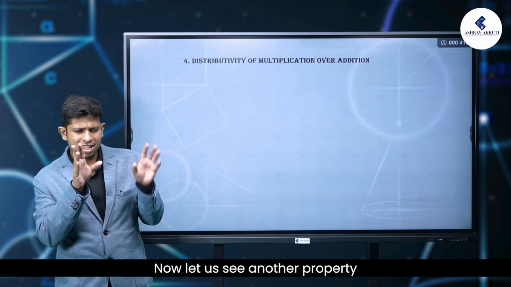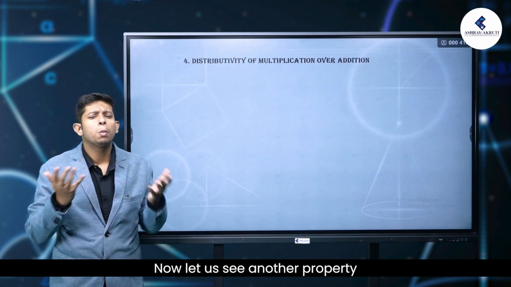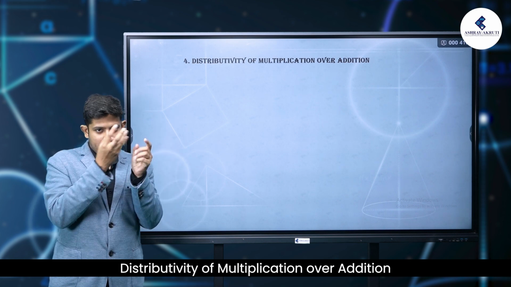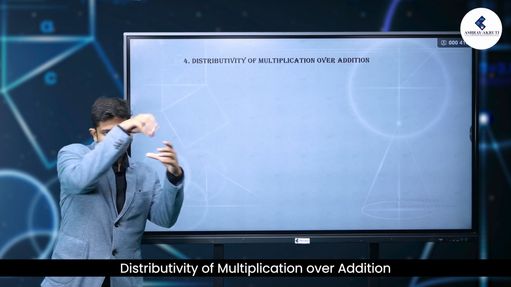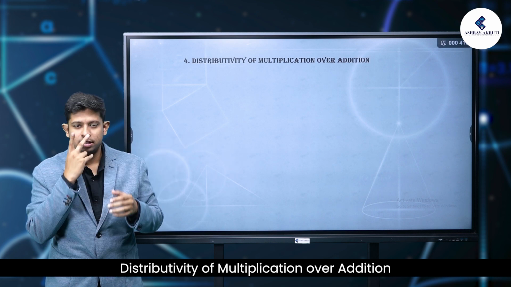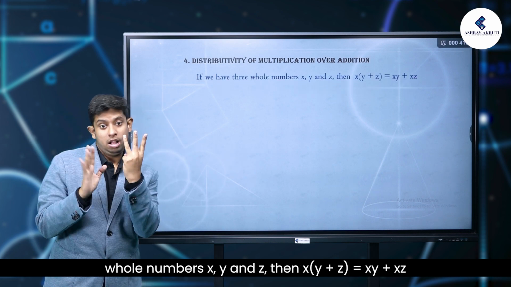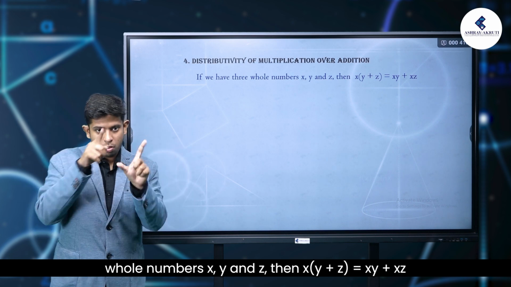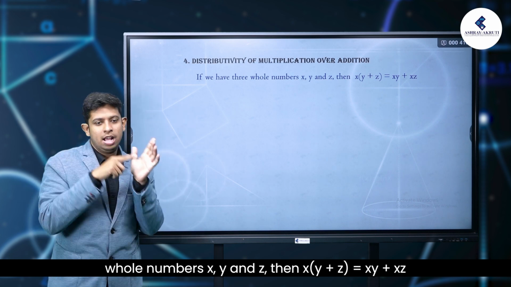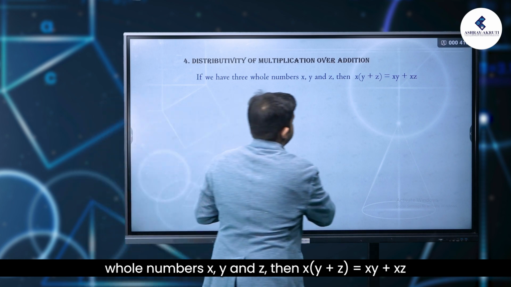Now let us see another property. Distributivity of multiplication over addition. This property says that if we have three whole numbers x, y and z, then x(y plus z) is equal to xy plus xz.